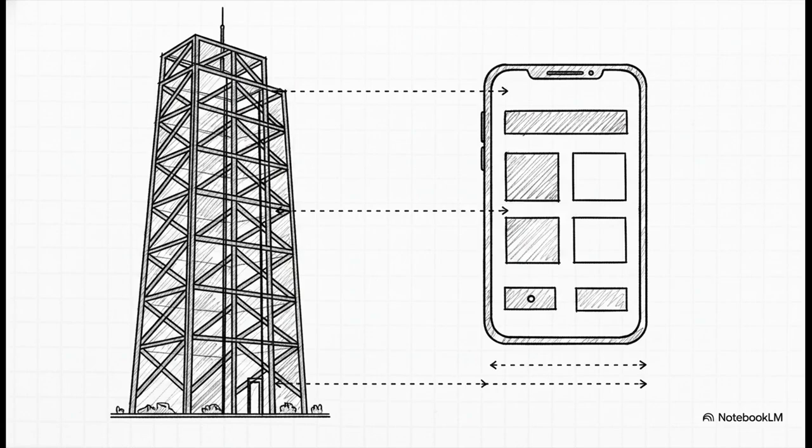First up, grids. I want you to imagine the steel frame of a skyscraper. That's exactly what a grid is for a design. It's this invisible support structure of perfectly spaced lines. A lot of pros swear by something called an 8-point grid system. It just means all your spacing and sizing is done in multiples of 8 pixels. Why? It guarantees that every single element lines up perfectly, creating this amazing sense of harmony. It's the secret sauce for consistency.